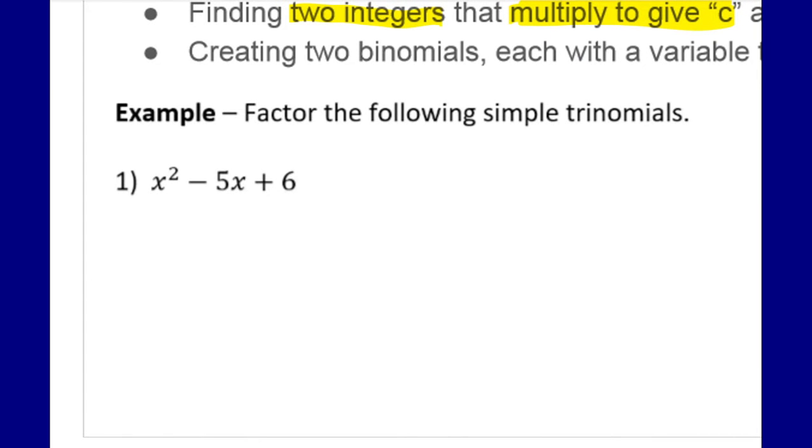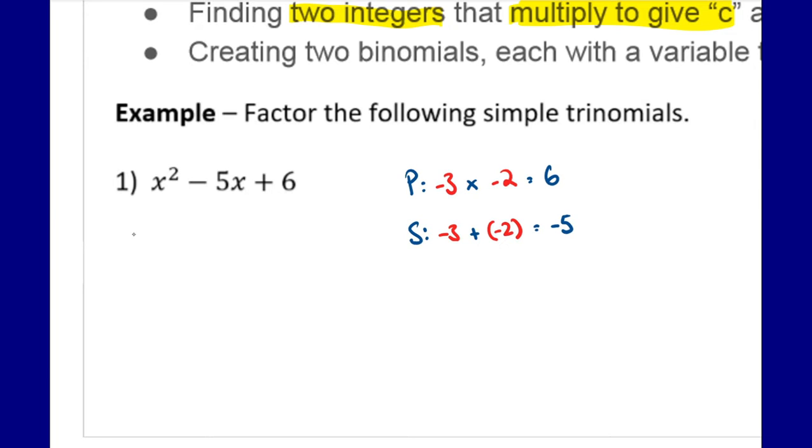If I'm looking at x squared minus 5x plus 6, I'm going to use product and sum. I'm going to look for two values that multiply to give me my last number, or 6, and the same two numbers have to add to give me my middle number, or negative 5. In this case, the two values would be negative 3 and negative 2. Negative 3 times negative 2 is 6. Negative 3 plus negative 2 is negative 5.